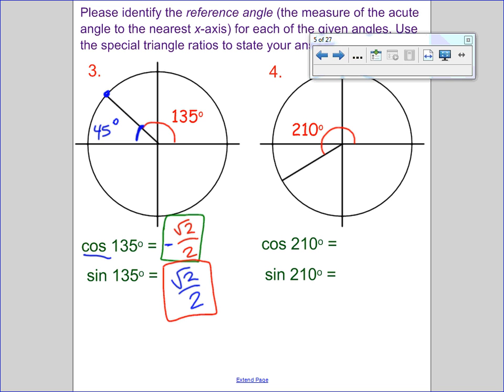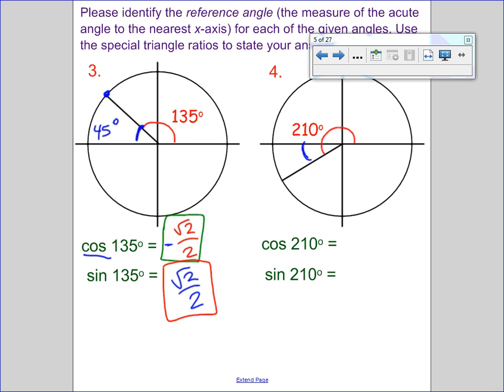Spin, spin, spin, 210 degrees. Stop. Let's find our reference angle. Does 210 degrees correspond to a 30 degree, 45 degree, or 60 degree reference angle that I've drawn there in blue? Carson? 30 degree is correct, which means that the cosine and sine of 210 degrees are the same magnitude as the cosine and sine of 30 degrees.